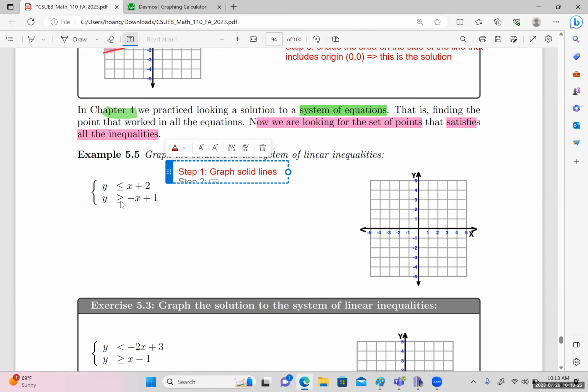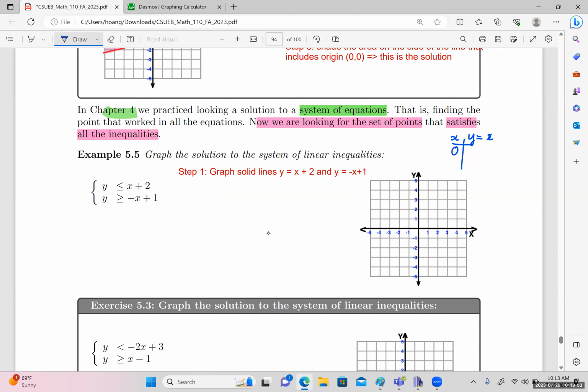Because they both include equal here, right? So graph solid lines y equal to x plus 2 and y equal to minus x plus 1. Okay, you will do the same way as before with T tables. So you may use x and y. You may do this as a sidewalk, that's fine. You put 0 here, you have say y equal to x plus 2 here, right?